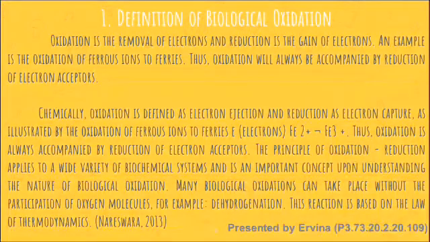Biological oxidation. First, definition of biological oxidation. Oxidation is the removal of electrons and reduction is the gain of electrons. An example is the oxidation of various ions. The oxidation will always be accompanied by reduction of the electron acceptor. Chemically, oxidation is defined as electron ejection and reduction as electron capture, as illustrated by the oxidation of ferrous ion to ferric ion, Fe2+ to Fe3+. Thus, oxidation is always accompanied by reduction of the electron acceptor.